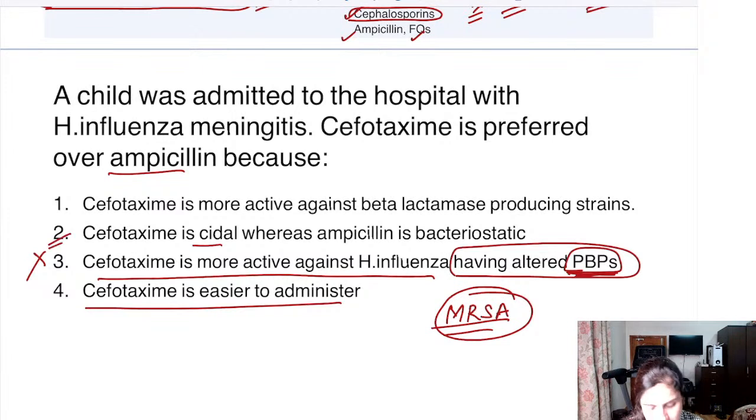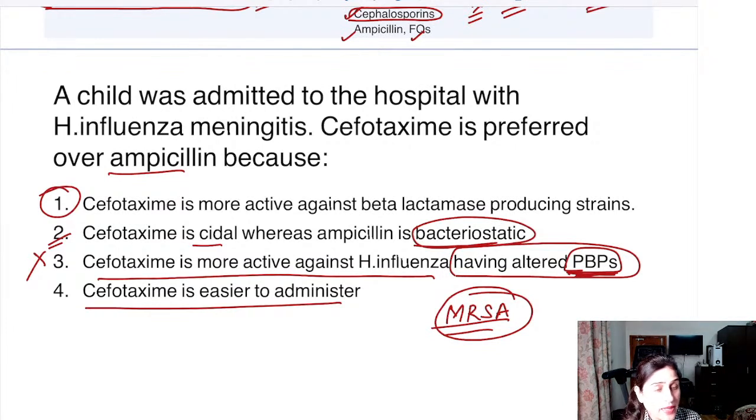The second option is cefotaxime is cidal and ampicillin is bacteriostatic. That is also wrong, because all cell wall synthesis inhibitors are cidal; they are not static. So the first option is left, which is cefotaxime is more active against beta-lactamase producing strains. That is the correct option, because these cephalosporins work against organisms which are producing beta-lactamase. Understood? This is the reason why this is the correct option and not the others.